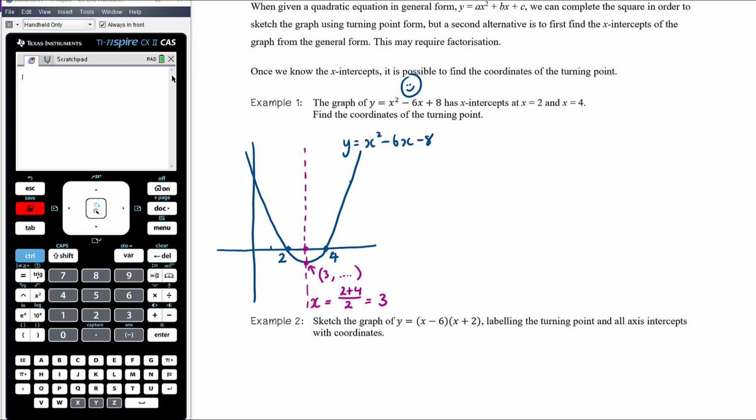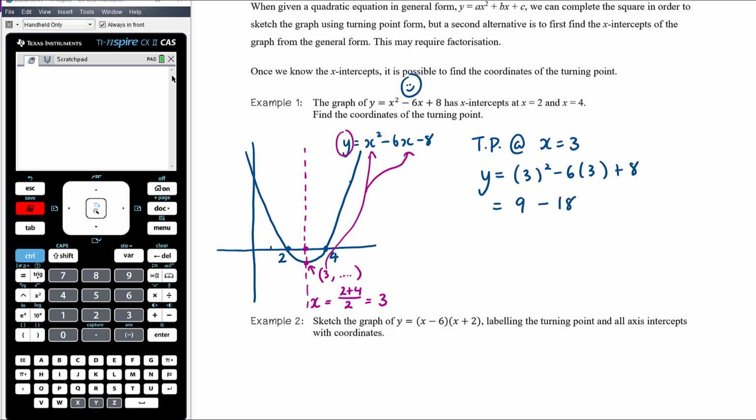So what we need to work out here is what the y value is when x is equal to 3. So we put x equal to 3 into the equation so that we can work out what y is. Okay, so we know that the turning point happens when x equals 3. And then we want the y-coordinate of that point, so we want to know what y equals when x equals 3. So that's going to be 9 minus 18 plus 8, negative 9 plus 8, so negative 1. And so therefore, the turning point has coordinates of 3, negative 1.